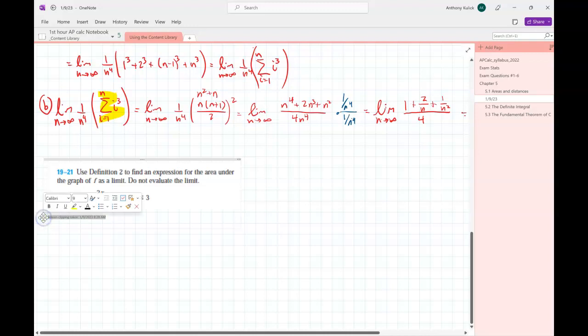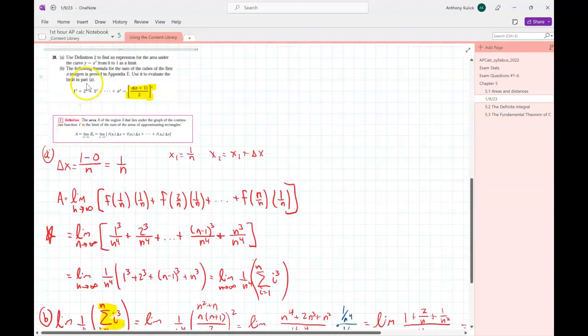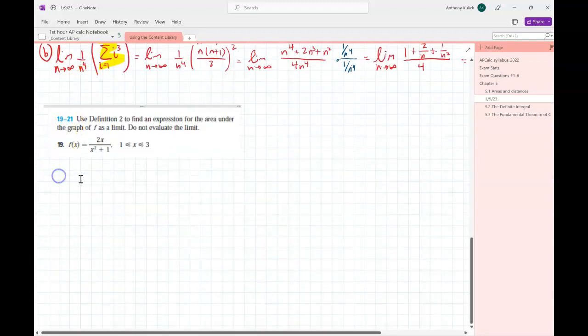All right. So here it says use definition 2 to find an expression for the area under the graph of f as a limit. Do not evaluate the limit. So it's basically doing the same thing as 24. We're just not doing part B. Okay. Well, let's go grab our definition 2 so we can look at that while we're doing this.